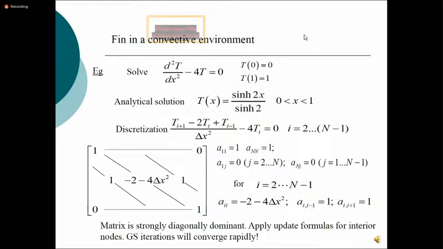So here the coefficient matrix, is it linear or non-linear? It is linear because it does not depend on temperature. But it is strongly diagonally dominant. So the Gauss-Seidel method will definitely apply. And in fact, you should use over relaxation here, and then you will get further acceleration in convergence. So this fin problem is amenable to Gauss-Seidel iterations because it gives rise to a very strongly diagonally dominant matrix.